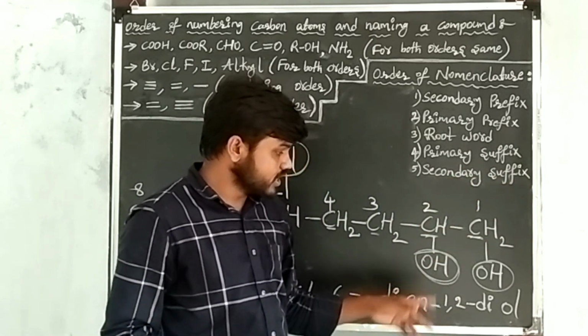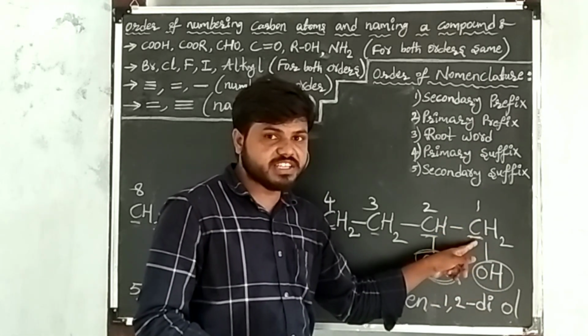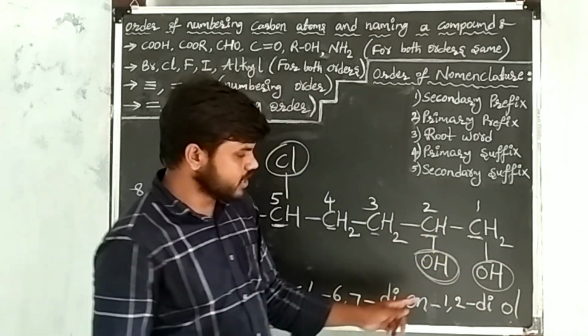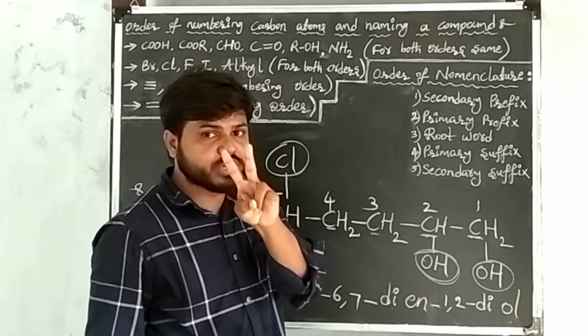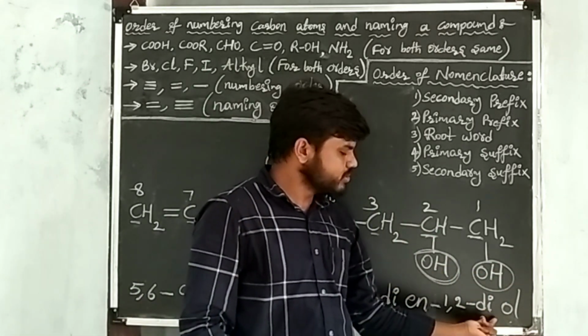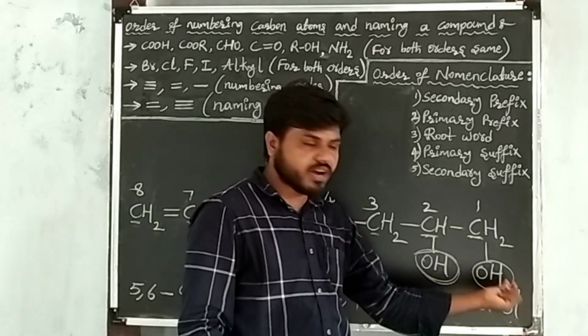What is the secondary suffix here? Alcohol. There are 2 alcohols. Write the positions of each alcohol: one is at the first carbon and another one at the second carbon. I have written the positions 1, 2. The alcohol is also repeating 2 times. What is the numerical prefix of 2 times? Di. I have written it. After writing the numerical prefix, write the suffix of alcohol, that is ol.